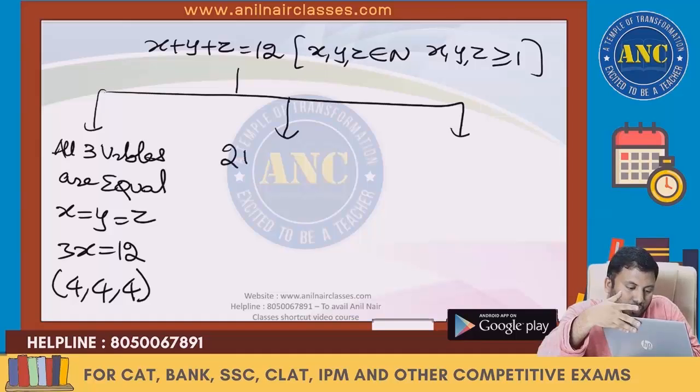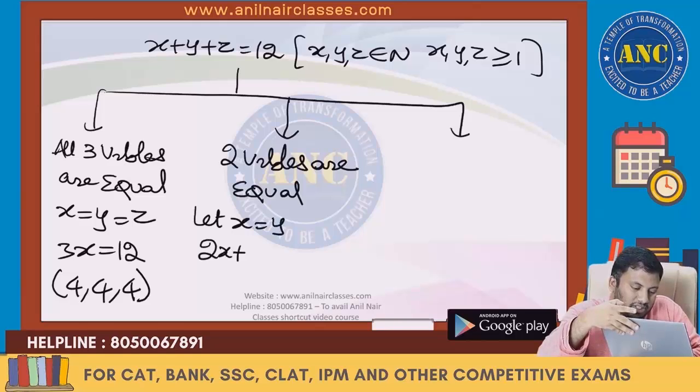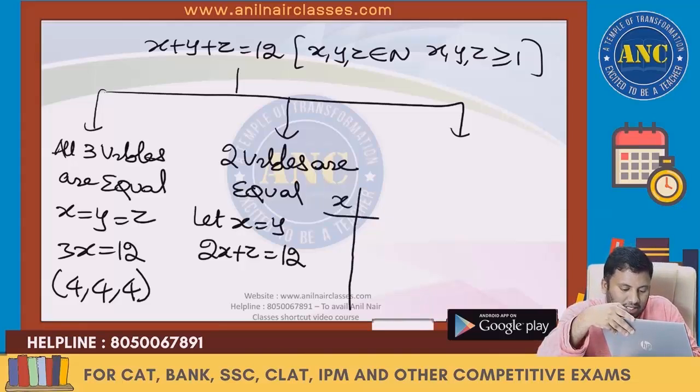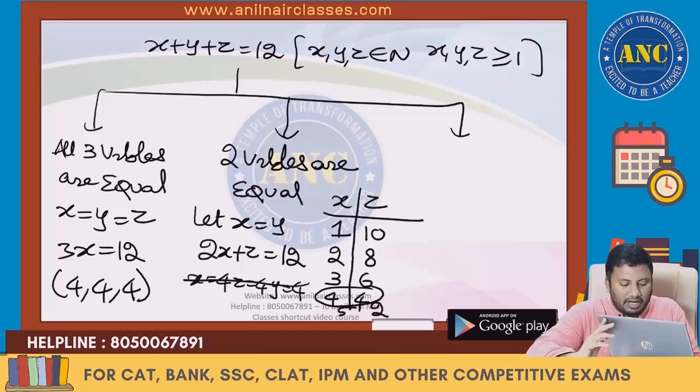Next one: 2 variables are equal. If 2 variables are equal, let x be equivalent to y. 2x plus z is equivalent to 12. Cases also we will write down here. If x is 1, z is 10. 10 decreasing by 2: 8, 6, 4, 2. Here 1, 2, 3, 4, 5. This case we should not take, because if x is 4, z is 4, y also will become 4. All three cases we have already taken. So 1, 2, 3, 4. We got 4 cases.